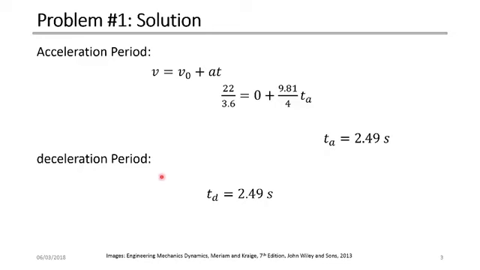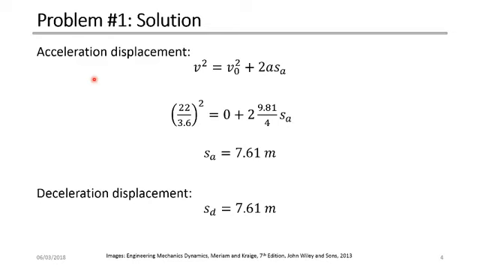We can also find that the deceleration time is exactly the same, because the value 1/4 g is the same either in the acceleration period or the deceleration period. The final and the initial velocities are similar, because in the deceleration part the final velocity is 0 and the initial velocity is 22. So we get exactly the same time. The time period for the acceleration is 2.49 seconds. The time period for the deceleration part is 2.49 seconds.